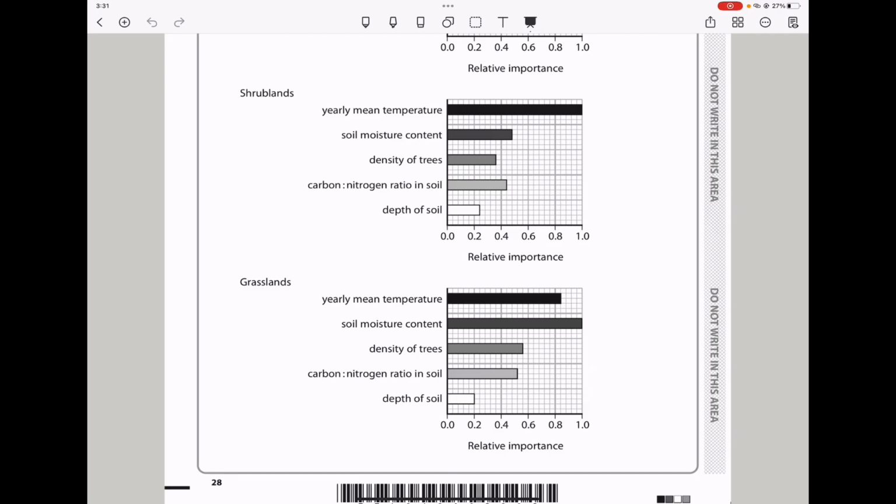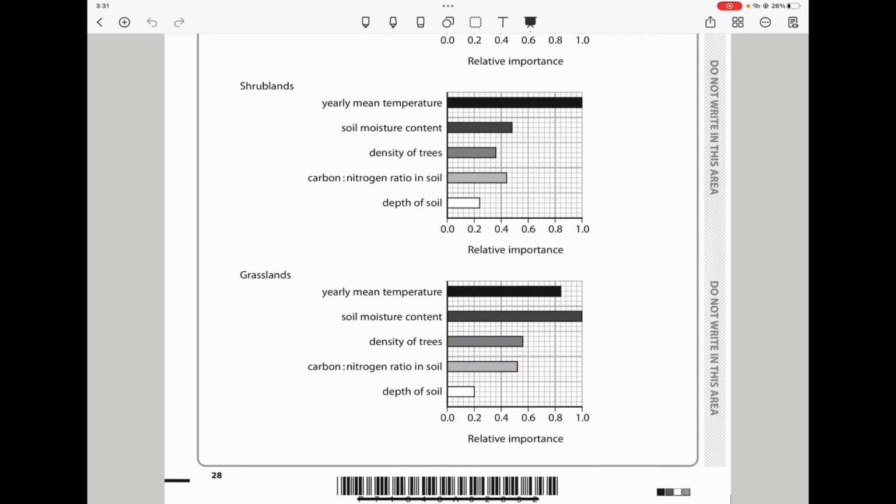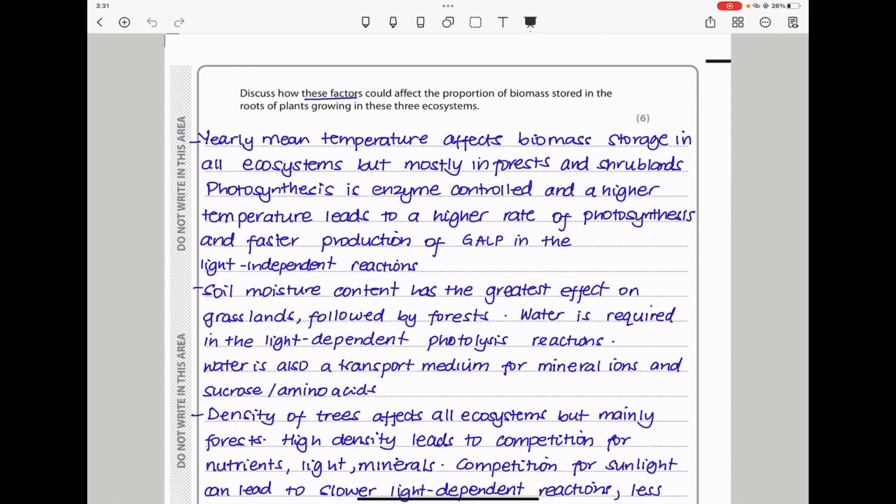Then for grasslands, we see the soil moisture content is going to be the greatest determinant, but the least is going to be depth of the soil. This is similar for all the three types of ecosystems that we have seen. So here they say, discuss how these factors could affect the proportion of biomass stored in the roots of plants growing in these three ecosystems.